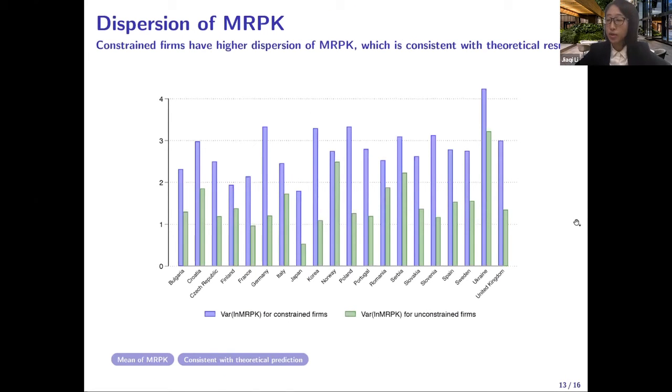So this slide shows the dispersion of MRPK for constrained firms and unconstrained firms. Ex ante it is not really clear how the dispersion of MRPK for constrained firms will compare with unconstrained firms. But based on the theoretical model in this paper, I show that even theoretically, the dispersion of MRPK for constrained firms would be higher. This is because the dispersion for constrained firms is driven by the dispersion of productivity innovation, as for unconstrained firms. But on top of that, it's also driven by the firm heterogeneity among these constrained firms in terms of their productivity and net worth. So the empirical results are consistent with the theoretical results: the constrained firms do have higher dispersion of MRPK compared to unconstrained firms.